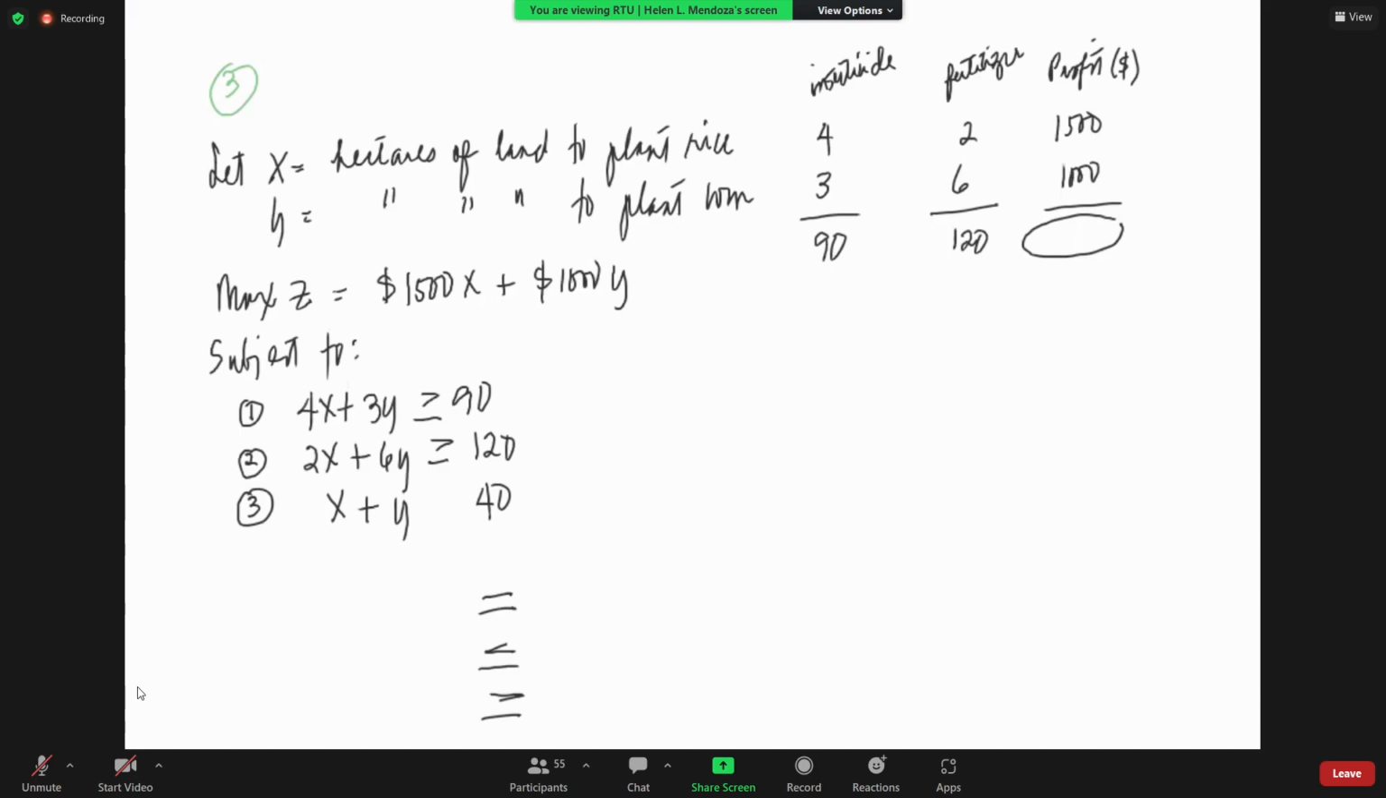Ilaw. Good evening, ma'am. Yes, anong sagot, sir? Equals po. Equals. Okay, so dalawa kayo nagsabi ng equals.